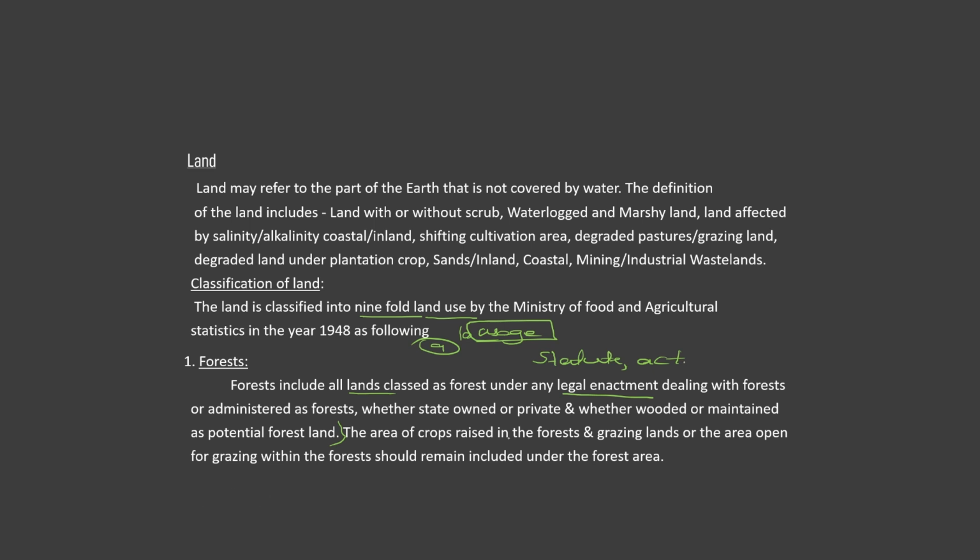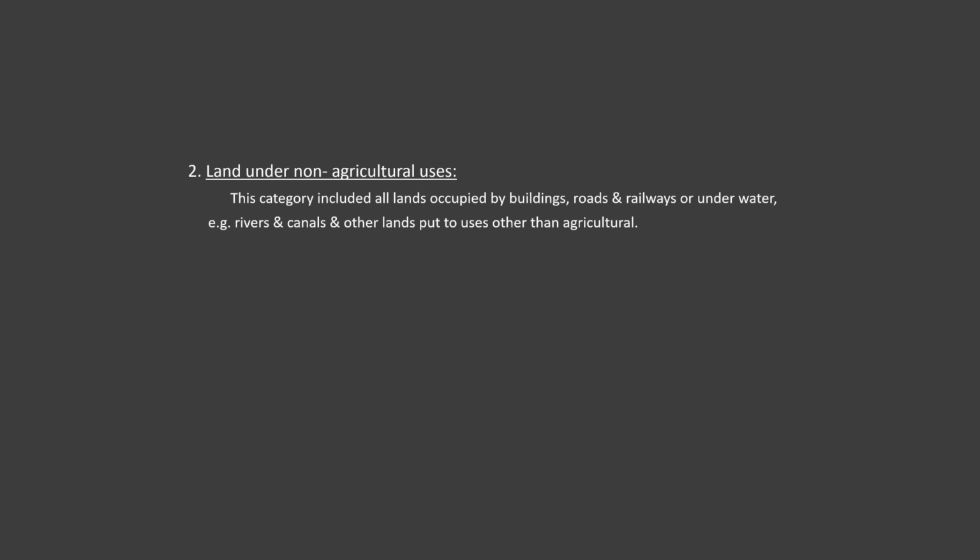The area of crops raised in forests and grazing lands or the area open for grazing within the forest should remain included under the forest area. So the grazing lands or any area open for grazing are also considered as forest. So the first classification is forest. Second is land under non-agricultural uses.